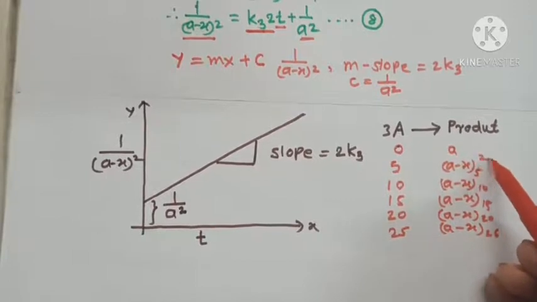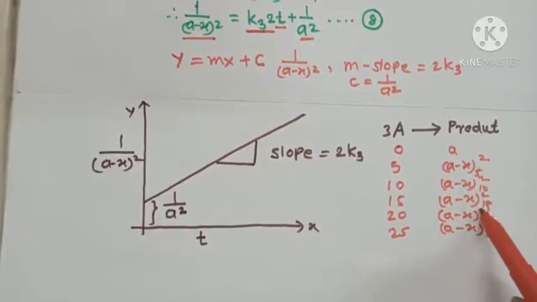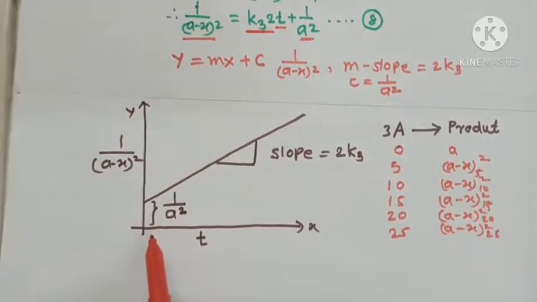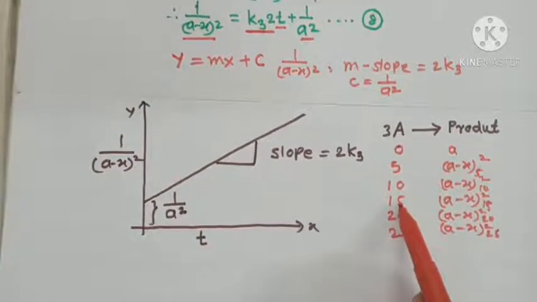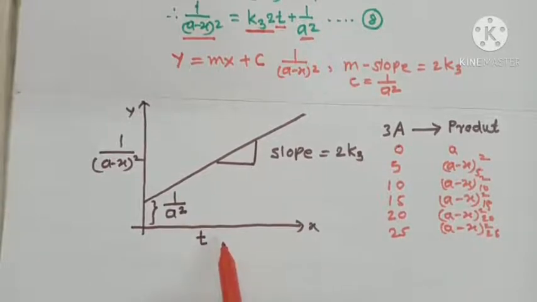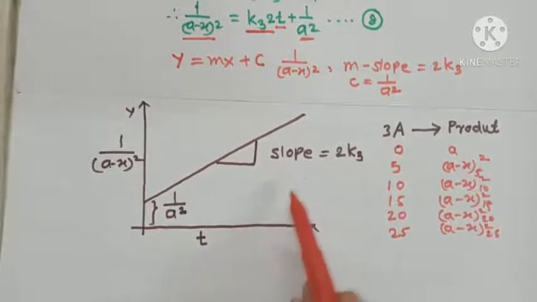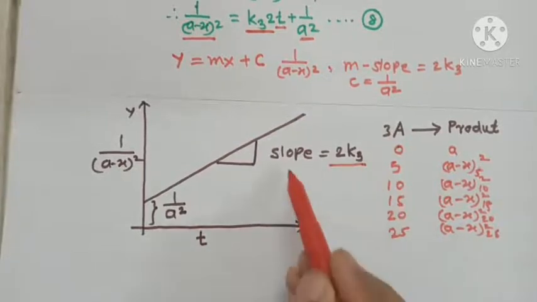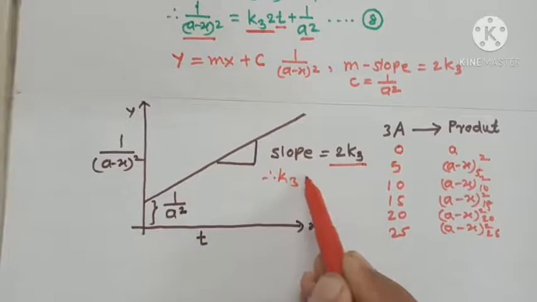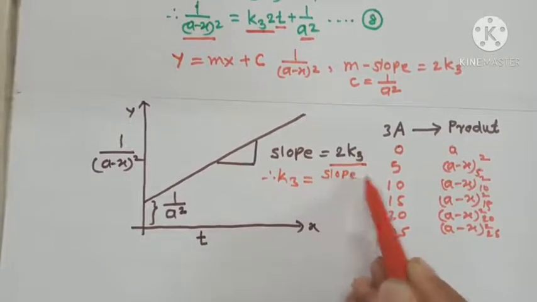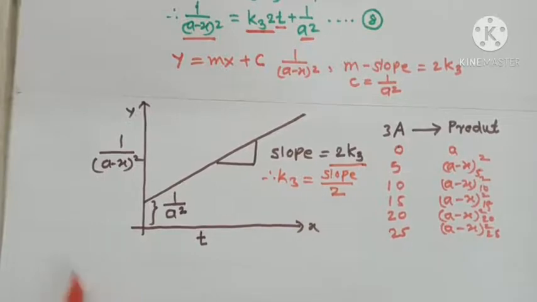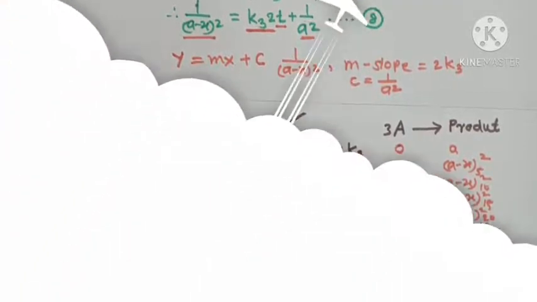You can take a square of this term, so this will be the y-axis. The time 0, 5, 10, 15, 20, 25 is the x-axis. You will get such a graph. And if you obtain the slope of this line, it will be twice k3. So k3 is equal to slope divided by 2. So this is the graphical representation for the third order reaction.